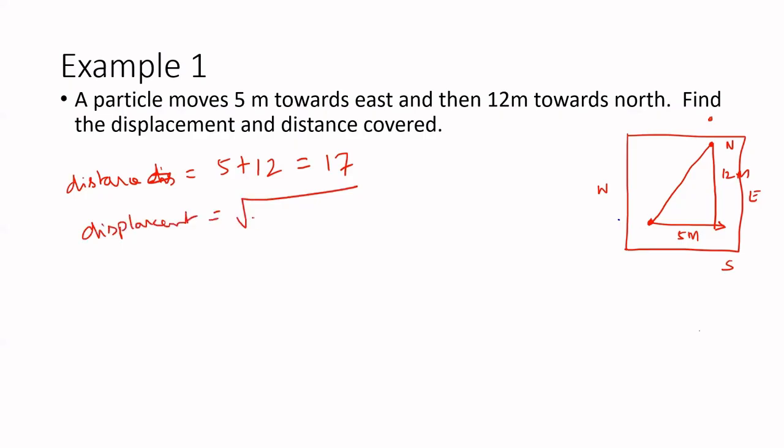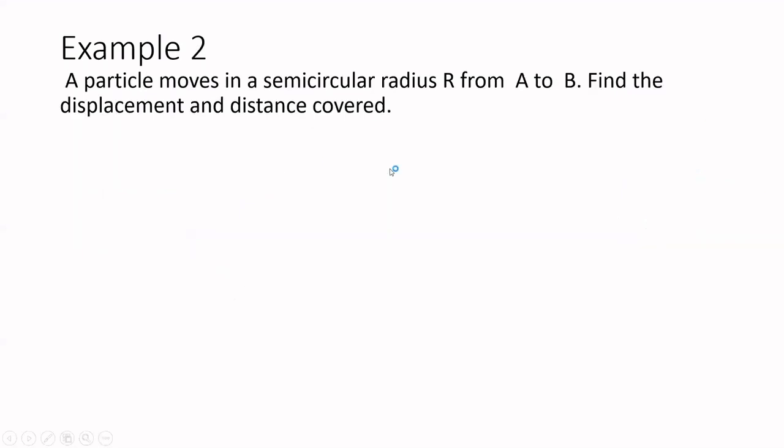Displacement equal to square root of 25 plus 144. That is equal to how much? 13 meter. So the displacement is 13 meter. Distance is 17 meter. So this is to understand the difference between displacement and distance.